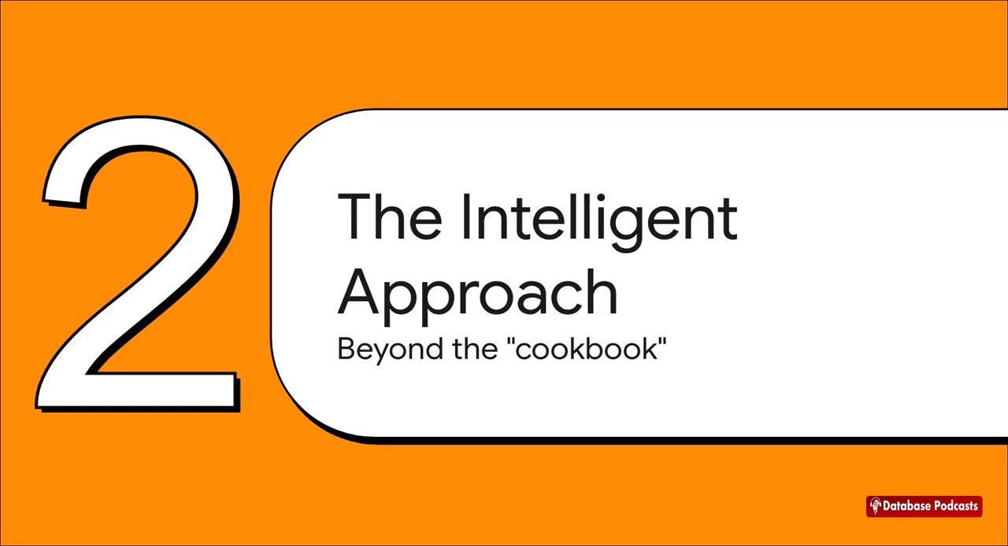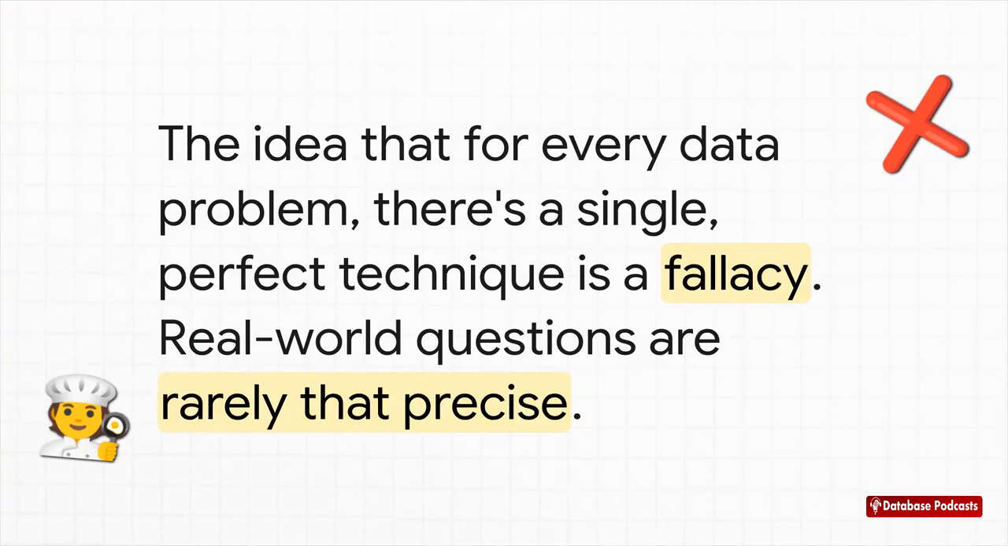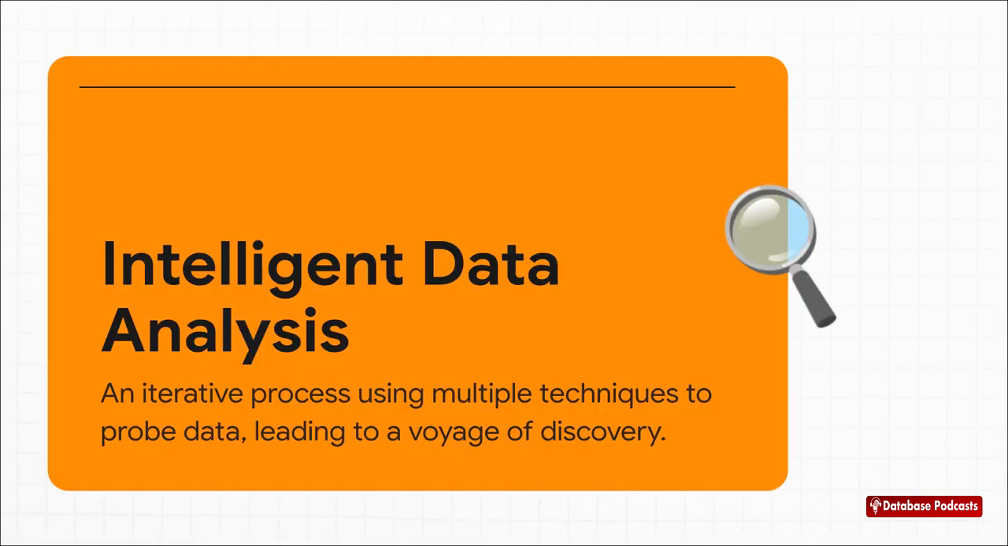Okay, so how in the world do we deal with all of this? We need a new way of thinking, an approach that moves way beyond some simple step-by-step cookbook method. You know, it's really tempting to think that for every data problem, there's just one perfect recipe out there, one clean technique that you can just pull off the shelf and apply. But that's a total fallacy. Real-world problems are almost never that neat and tidy, and just blindly applying a tool, well, that's a recipe for some seriously unintelligent analysis. The real answer is an approach we call intelligent data analysis, or IDA for short.